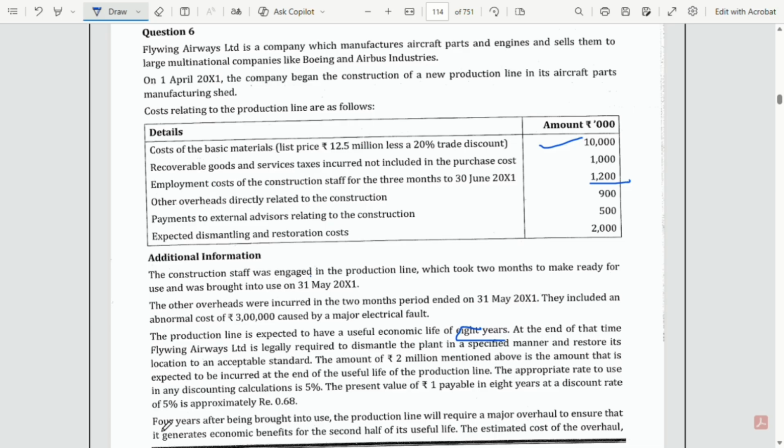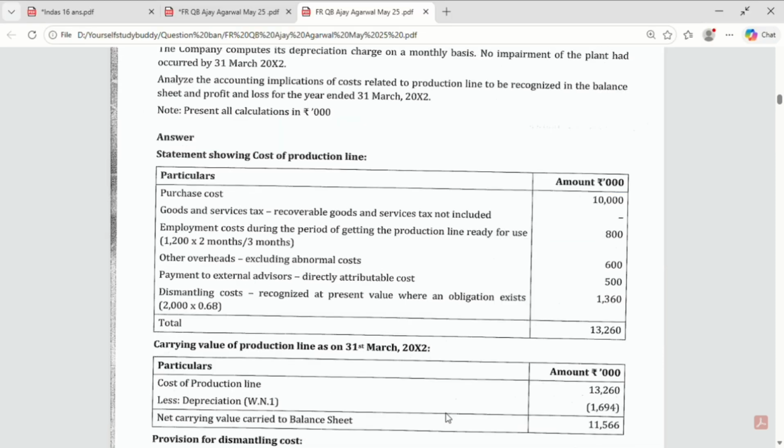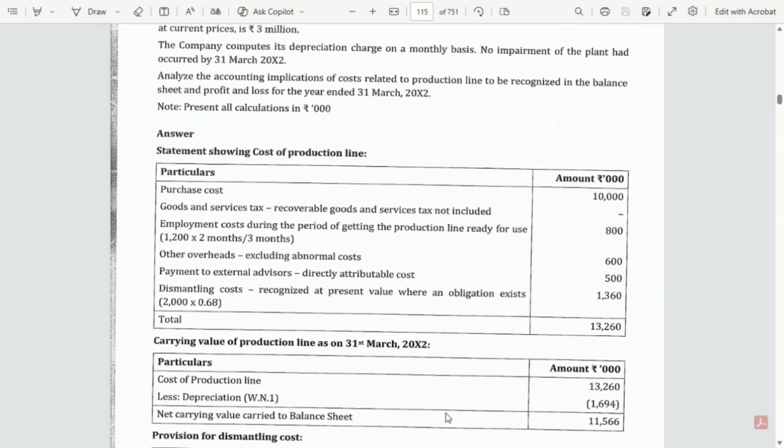तो देखो यहाँ पे एक major component कॉस्ट है ओवरहोलिंग का विच गोइंग टू बी इनकर आफ्टर 4 years. ठीक है, तो इसका हम लोग अलग से फिर डेप्रिसिएशन चार्ज करेंगे. द एस्टिमेटेड कॉस्ट ऑफ द ओवरहोल, जस्ट अ मिनट, एट द करंट प्राइस इज 3 million. तो ये ओवरहोलिंग का cost दिया है which is 3 million. The company computes its depreciation charge on monthly basis. No impairment of the plant had incurred by 31st March.